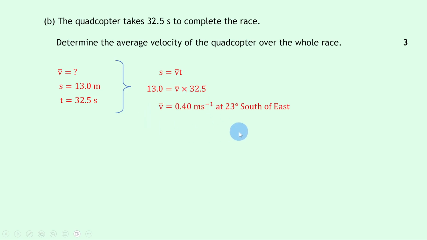Because average velocity is a vector, remember, we need to add a direction. So our direction can either be at 23 degrees south of east, or we could say it's 0.40 metres per second at a bearing of 113. So you don't need to write both of these, just one of them. And it makes sense to use the direction that you used in part A.